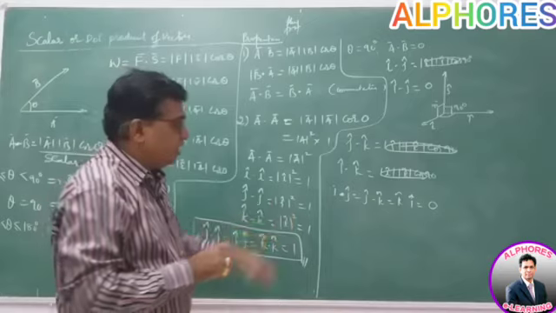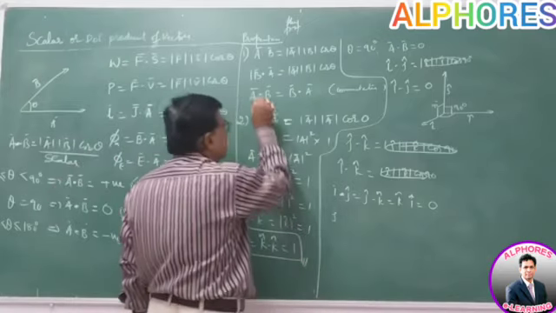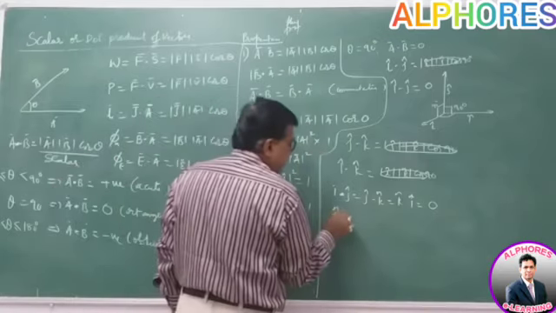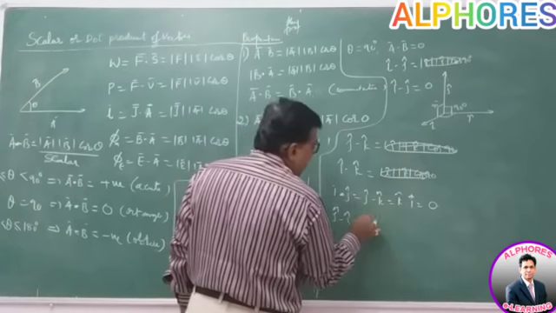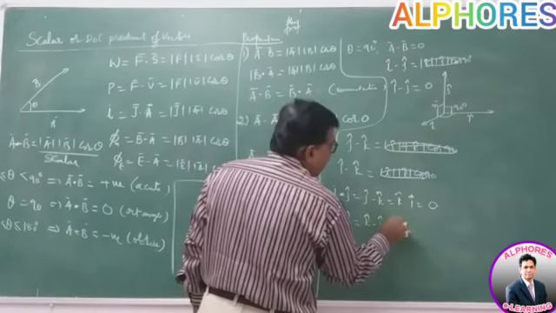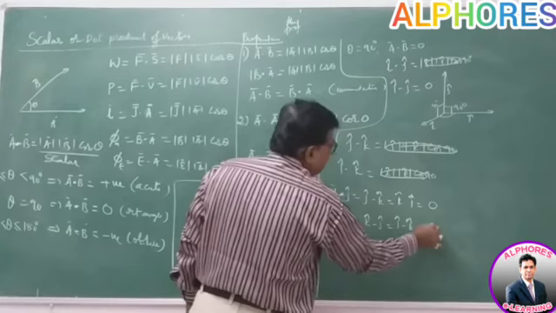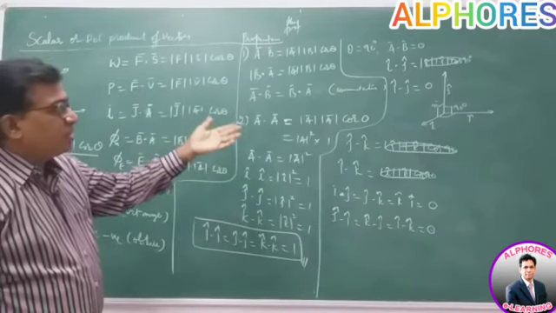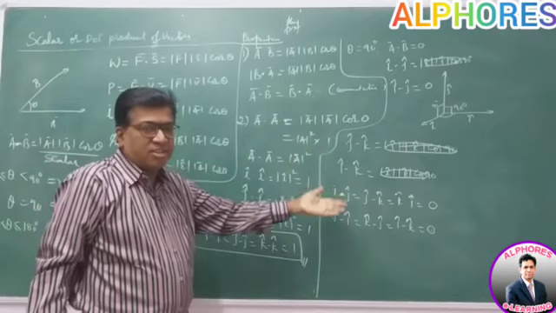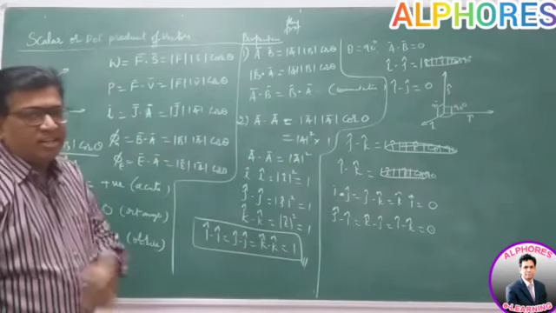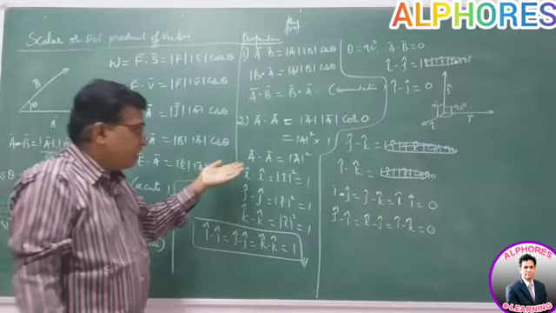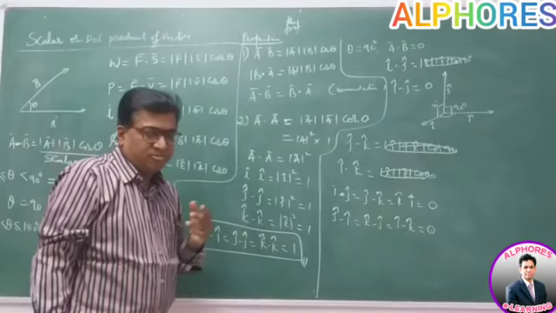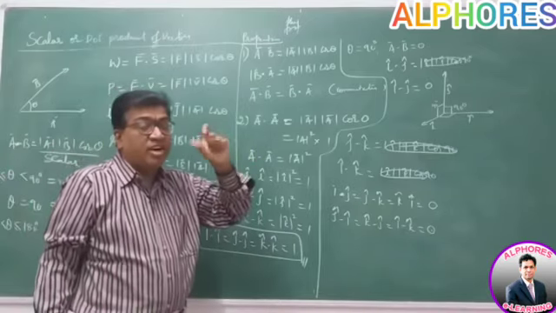Even if you change the order, there is no change, because A dot B is B dot A. j dot I, k dot j, or I dot k, it is 0. The dot product is always 0. So the dot product of two perpendicular vectors is always equal to 0. Orthogonal vectors, at right angle, the dot product is 0. For similar vectors, it is 1. A dot A is A square, mod A square.